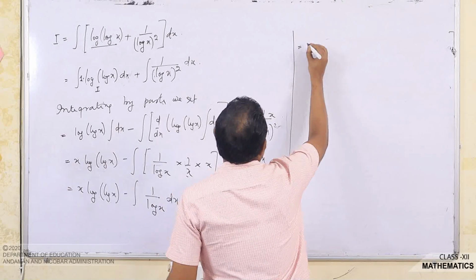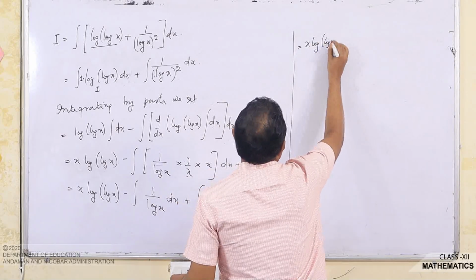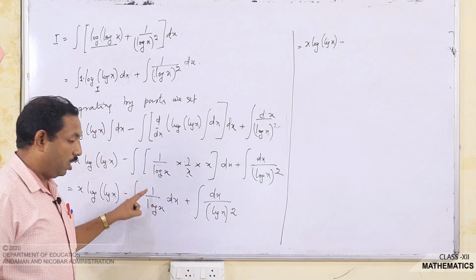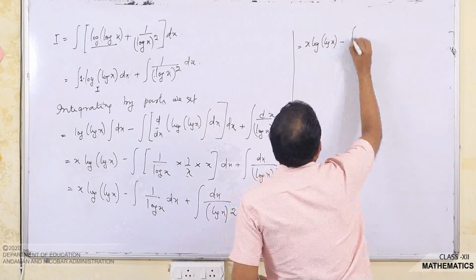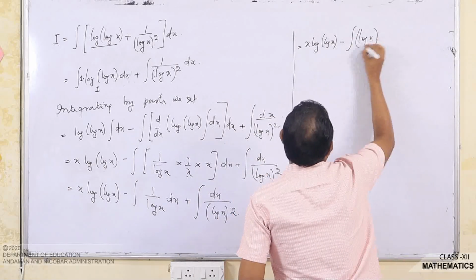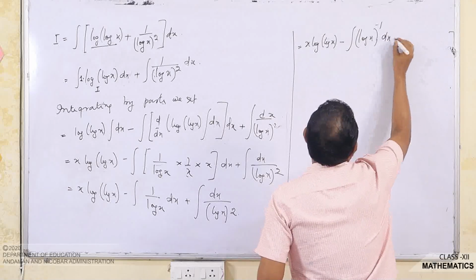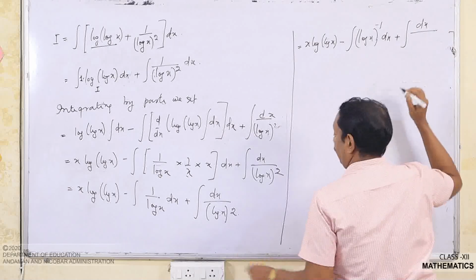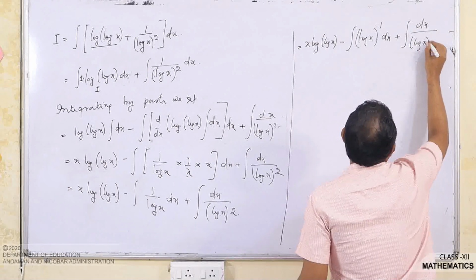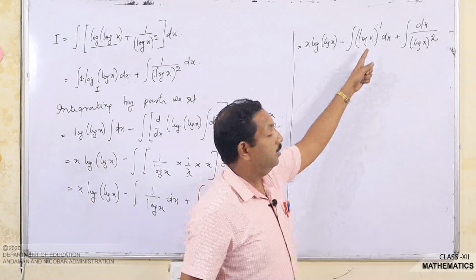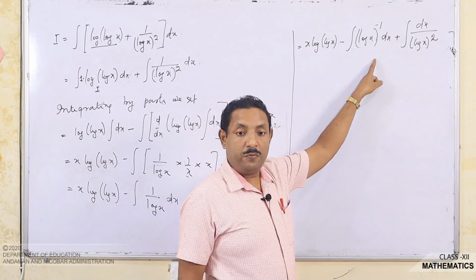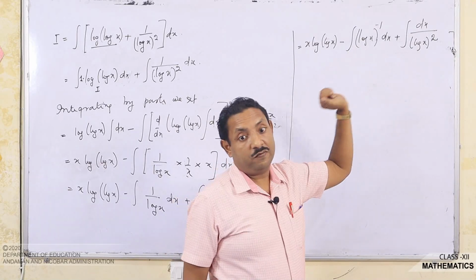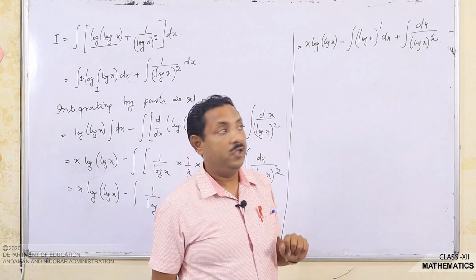This term can be x log of log x minus, see, 1 by log x, and 1 by log x we also can write as, that is log x whole power minus 1 and dx, and plus this is integration of dx upon, that is log x the whole square. Now look here, we can apply the integration by parts over this term by taking 1 as some constant and as the second function.